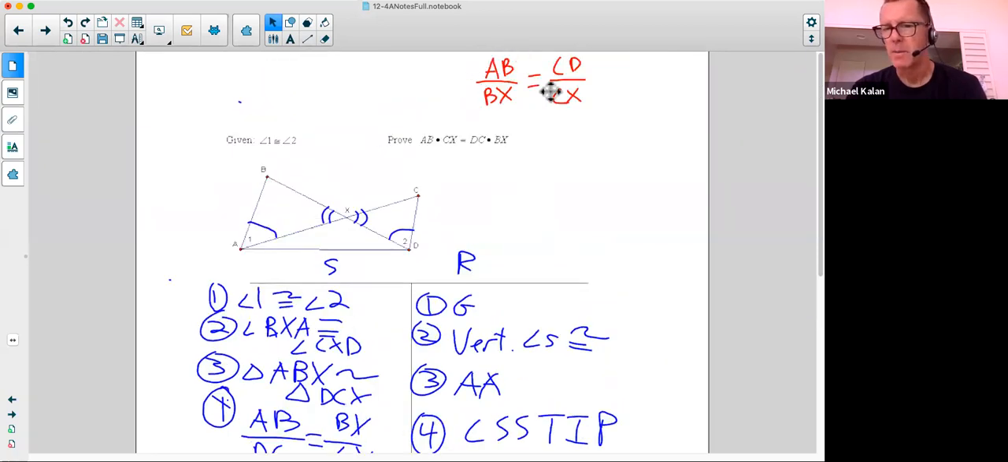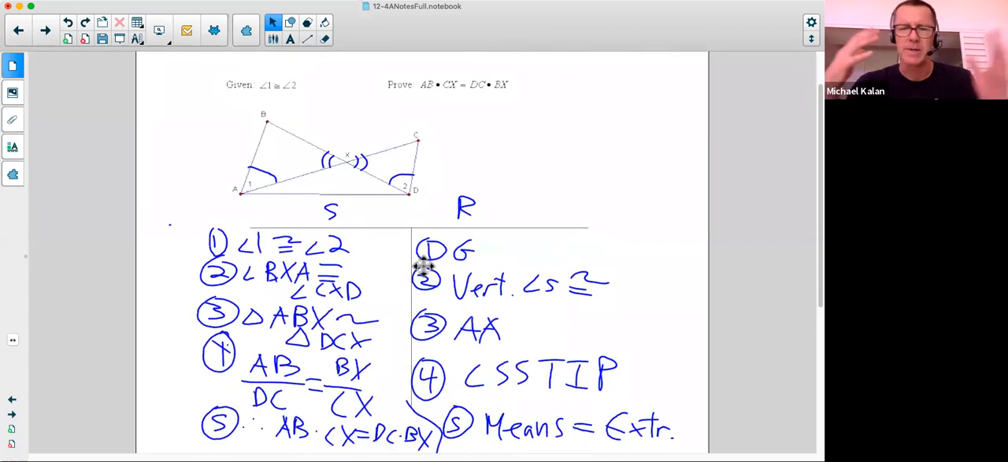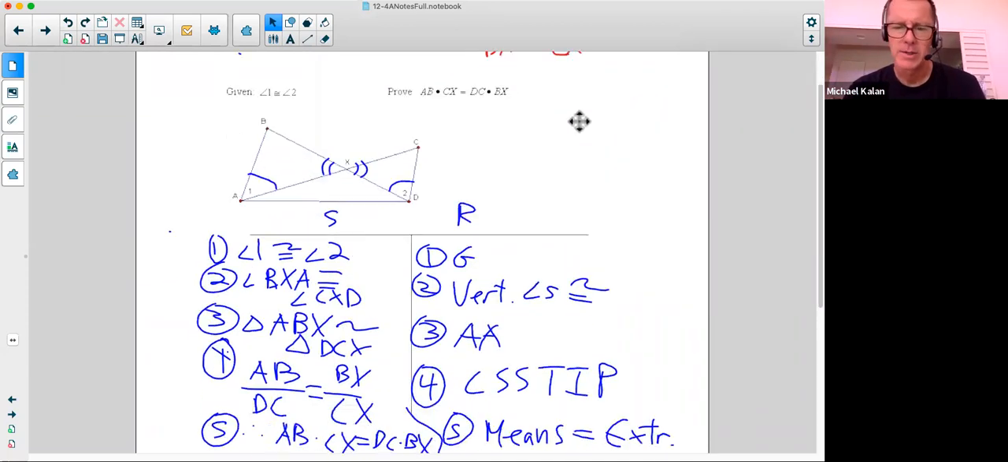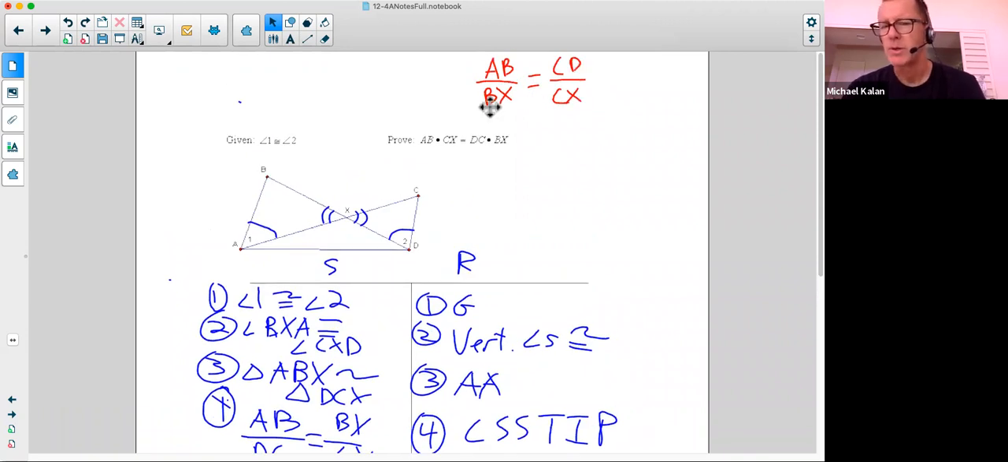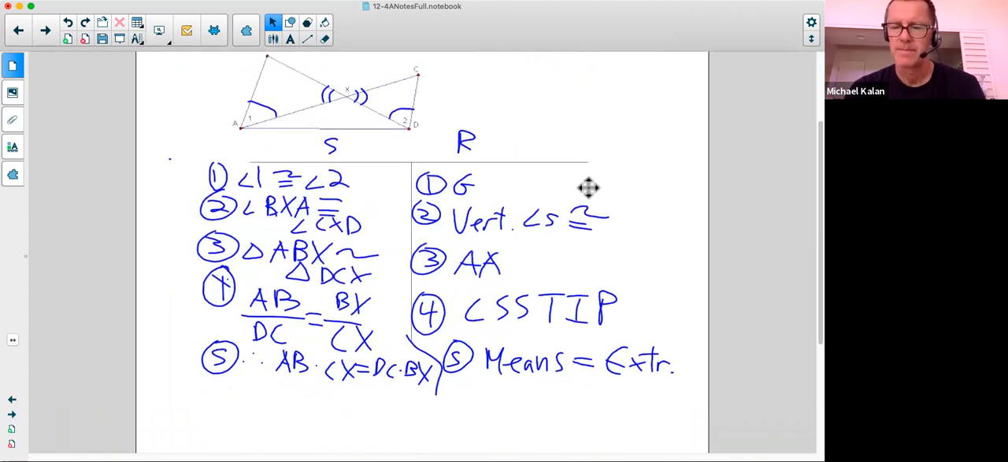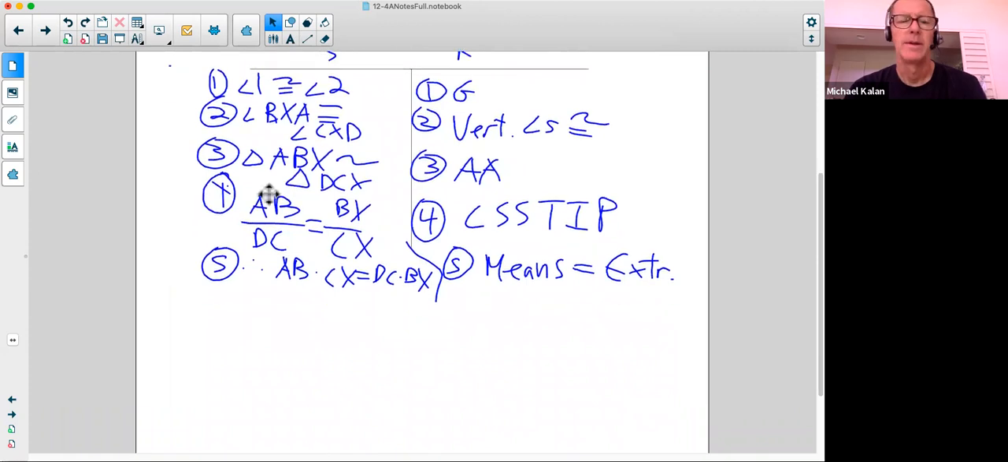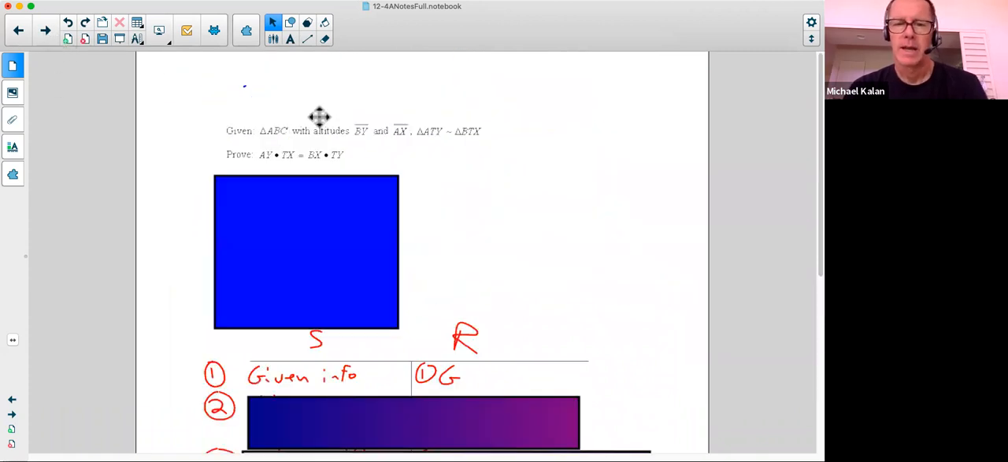Means equals extremes, or simplification. And by the way, notice how what I set up here, just to give me a sense of how to do the problem, was a little different than what's here, but it doesn't really make a difference. Isn't it true that this proportion is the same as this proportion? Can't I take AB and put it over CD and put BX over CX? Yeah, totally the same. Okay, good. All right, and then let's try this one.